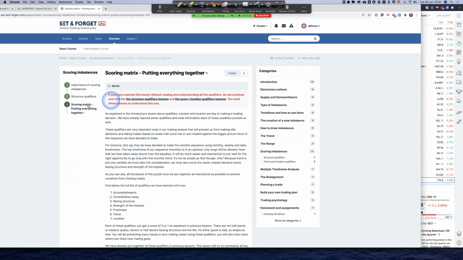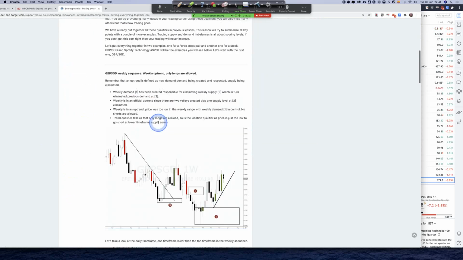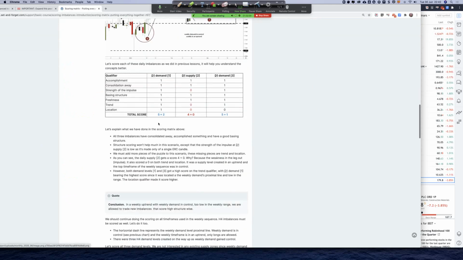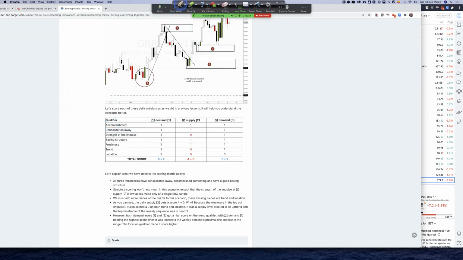So here, for example, when putting together everything, you're going to see that this is the scoring table where we're going to be scoring the imbalances, okay? Strength, impulse 0, 0, and then the maximum is 5 plus 2. Why plus 2? Trend gives you 1 more point and location as well. So this is obviously supply 2, which goes against the trend. This is the weekly area of demand in control. So this supply 2 scores against the trend.